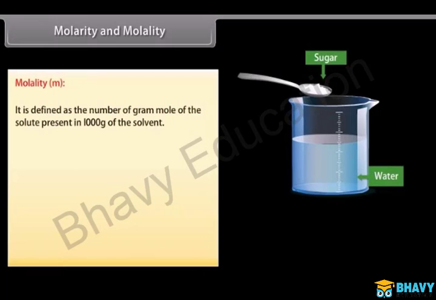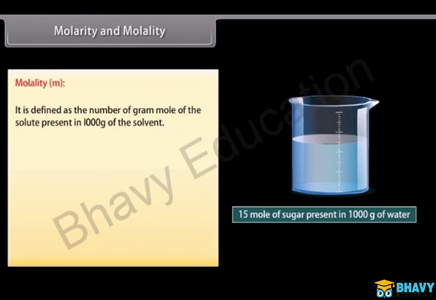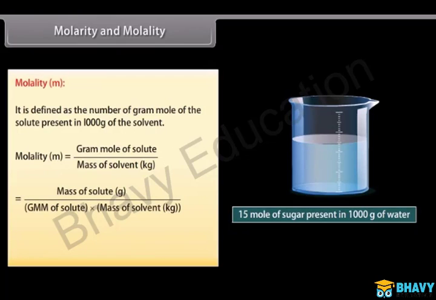Molality. It is defined as the number of gram mole of the solute present in 1000 gram of the solvent. It is represented by small m. Mathematically, molality is represented by small m is equal to Wb in grams divided by the product of gram mole mass of B and Wa in kilogram.